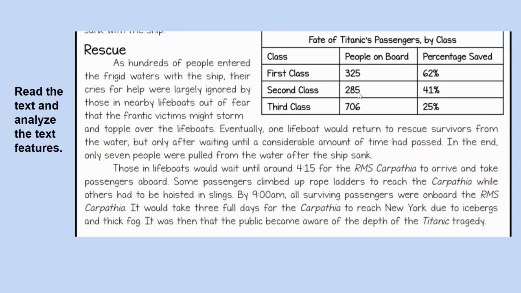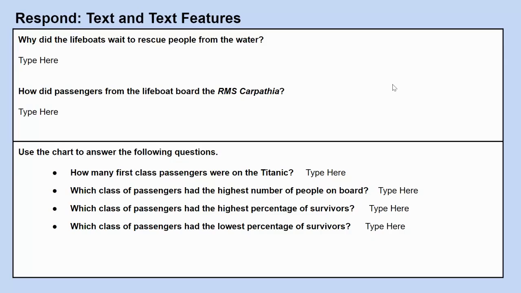There were 285 second class passengers, and only 41% of them were saved. So that's less than half. And then the worst of all, there were 706 third class passengers, and only 25%, or 1/4 of them, were saved. You're going to be using this information here from your text and your chart to help you answer some of the questions.